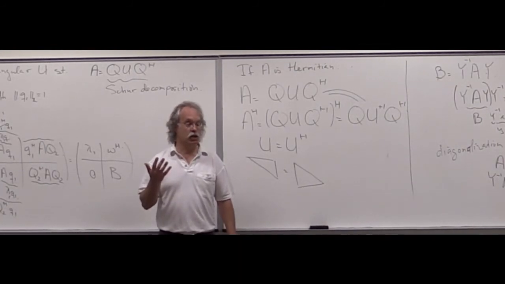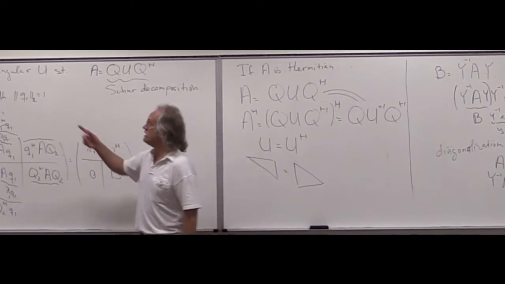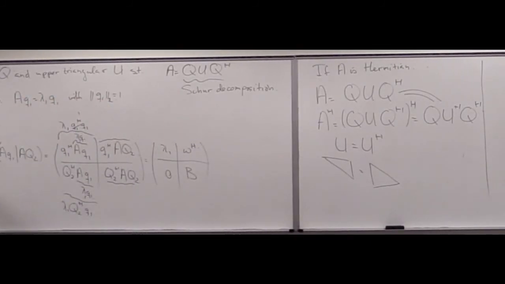Okay? So, that, by the way, that specialization of this theorem, when A is Hermitian, is known as the spectral decomposition theorem. And for a Hermitian matrix, the Schur decomposition is also called the spectral decomposition. And if you think about it, there's a very close relation between the spectral decomposition of a Hermitian matrix, yes? And the singular value decomposition of a Hermitian matrix.